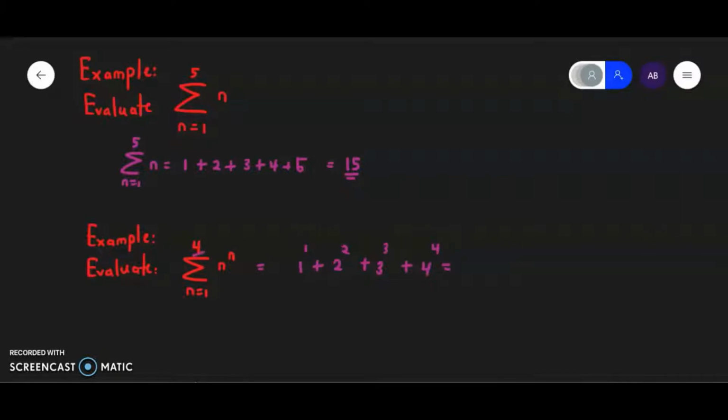Now you can just use your calculator to add this, but it's not that difficult. So we have 1 plus 4 plus 27. 4 to the power of 4 is 256. So the total here should be 288. That's it. This is how you evaluate a given infinite series.